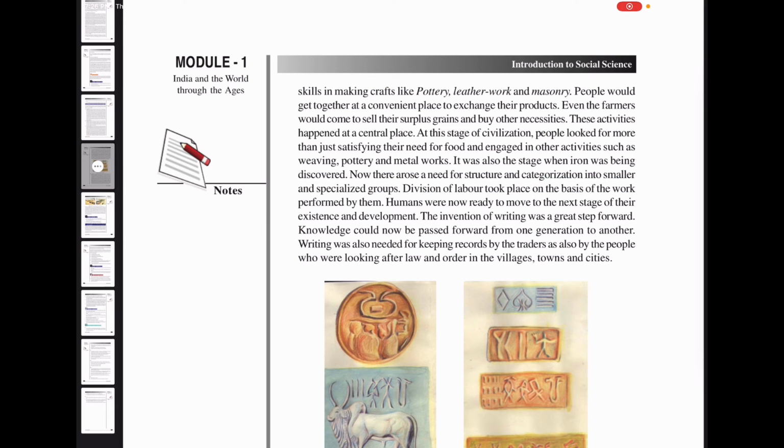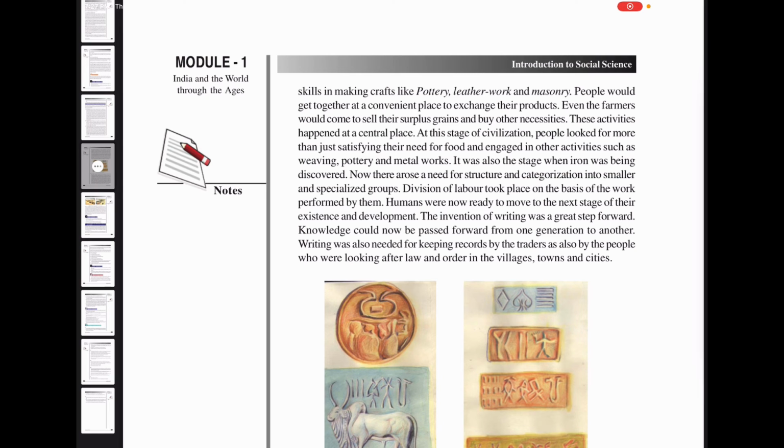At this stage of civilization, people looked for more than just satisfying their need for food and engaged in other activities such as weaving, pottery, and metalworks. It was also the stage where iron was being discovered. Now there arose a need for structure and categorization into smaller and specialized groups. Divisions of labor took place on the basis of the work performed by them. Humans were now ready to move to the next stage of their existence and development.